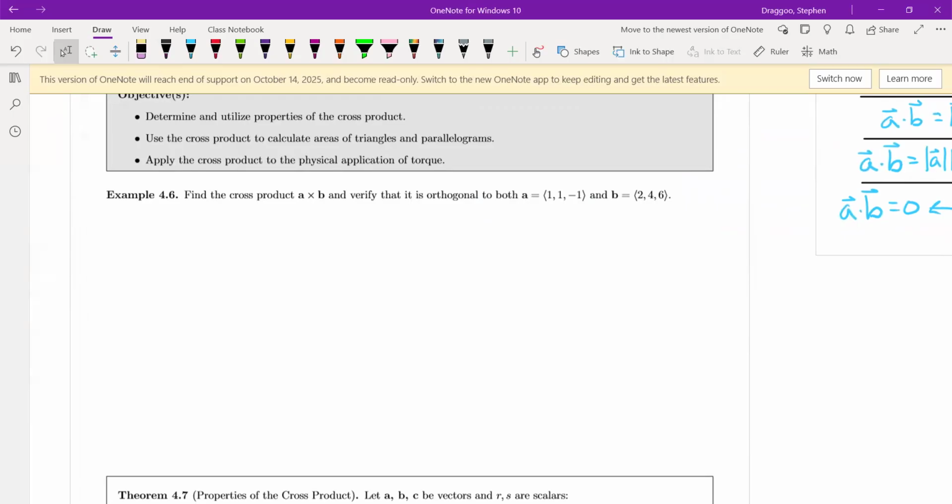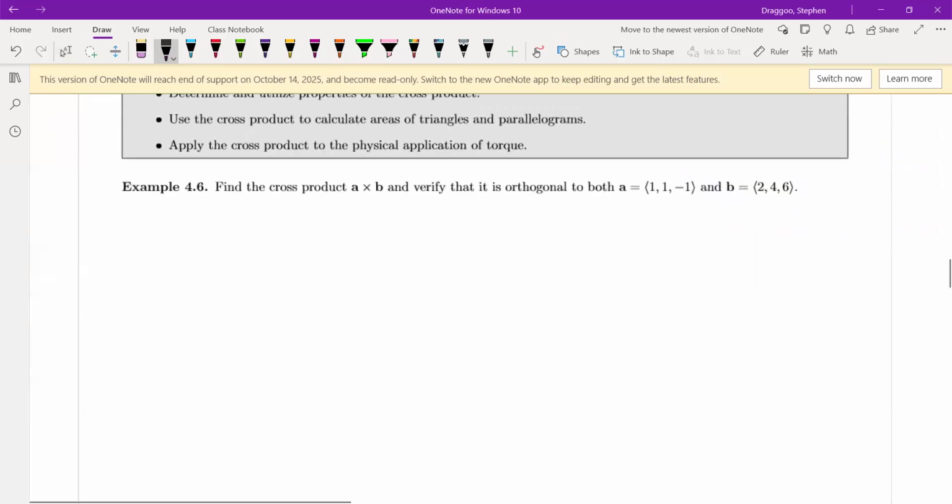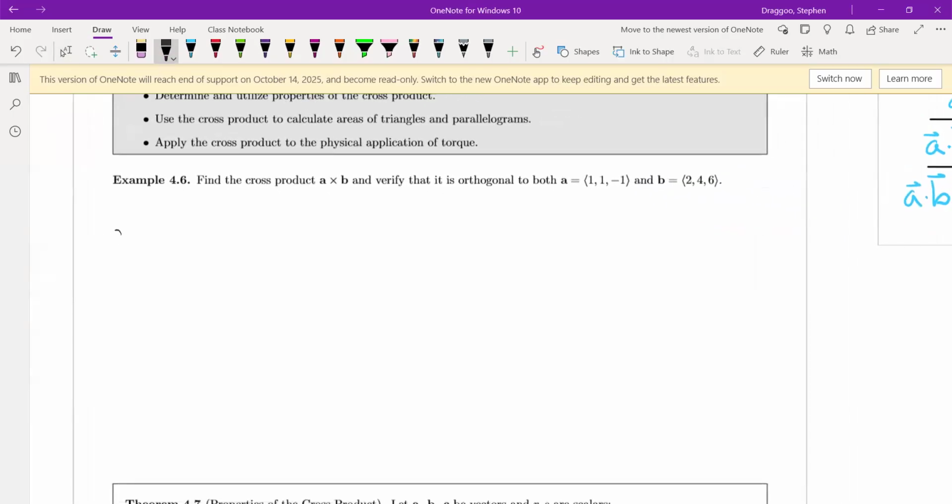So here's what I would do if I wanted A cross B. I would say A cross B is a 3 by 3 determinant. I, J, K across the top. A is 1, 1, negative 1. So I'll put it here. And then B is 2, 4, 6. And I want to get a cross product of those things.